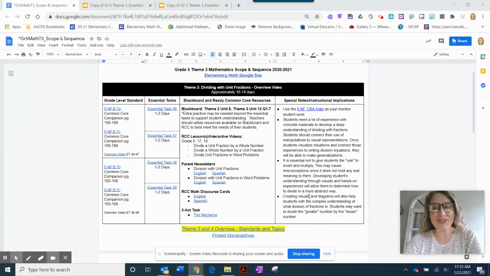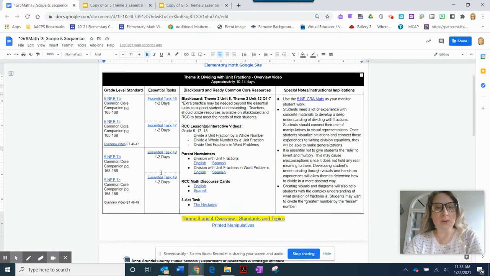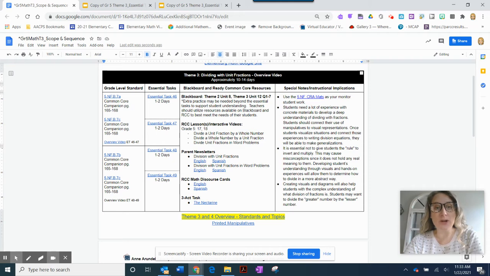Hi, grade 5 teachers. We are going to dive back into the first topic in theme 3, looking at dividing with unit fractions. And we're specifically going to be looking at essential tasks 48 and 49. These two essential tasks deal with the standard 5.NF.B.7.B and 5.NF.B.7.C.